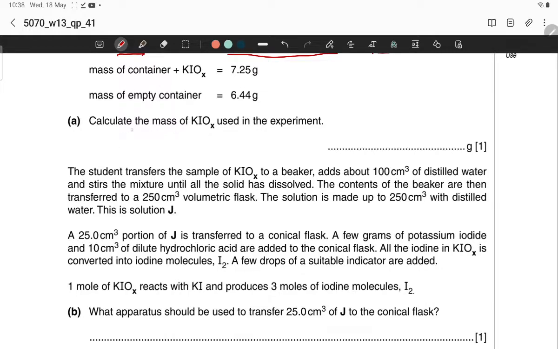So by subtracting the mass of the container from the sample: 7.25 is the mass of the container with sample, minus the mass of the empty container, 6.44, which is equal to 0.81.